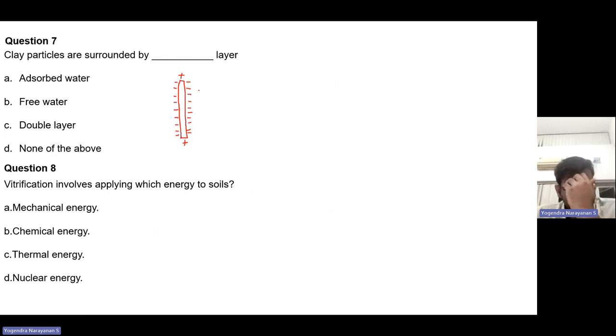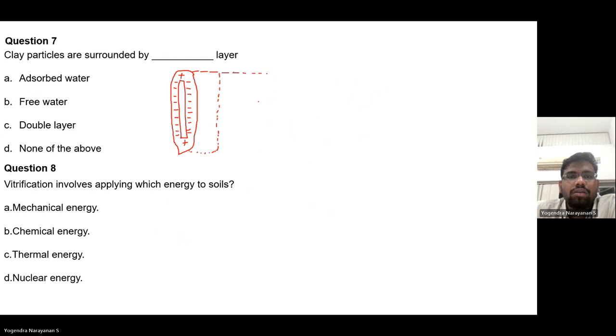It has also been depicted that the water associated with the clay particle will be divided into three different layers. One is immediately covering the clay particles, followed by the second, and finally the third.